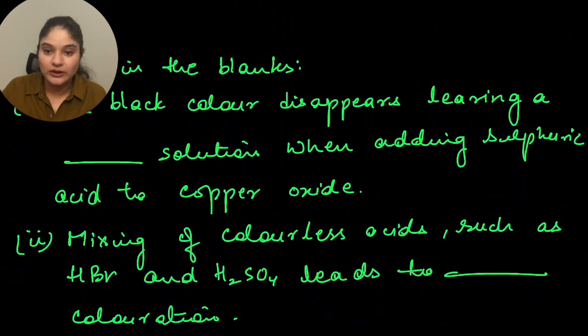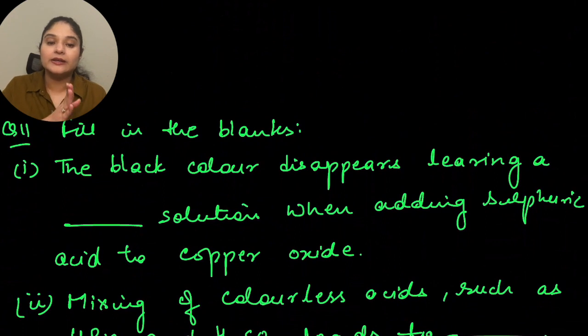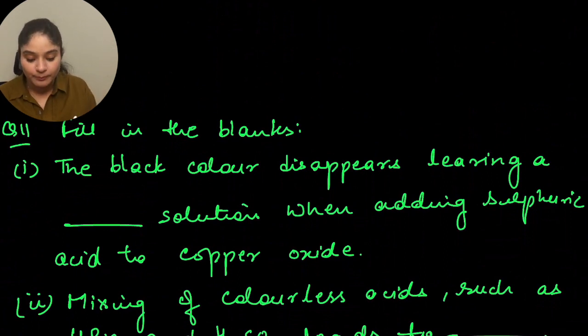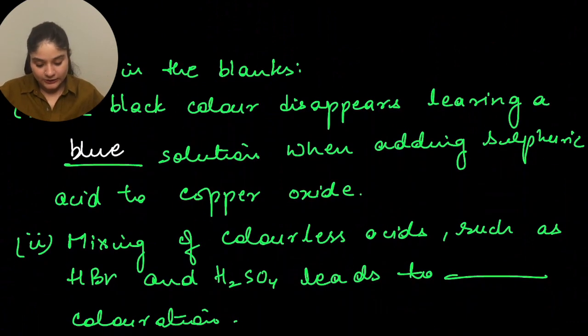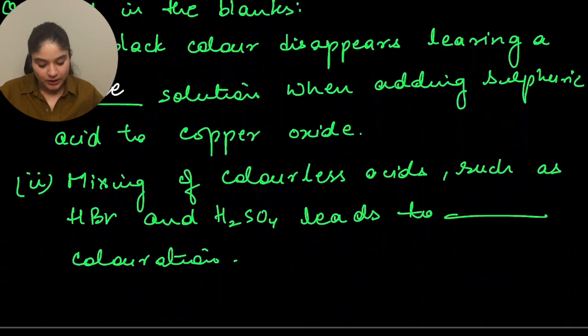Question 11. Fill in the blanks. The black color disappears, leaving a dash solution when adding sulfuric acid to copper oxide. So it gives a blue solution. The next is mixing colorless acids such as HBr and H2SO4 leads to dash coloration. It gives a reddish brown coloration.